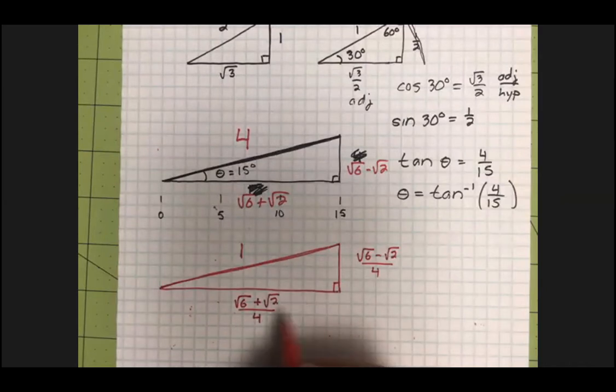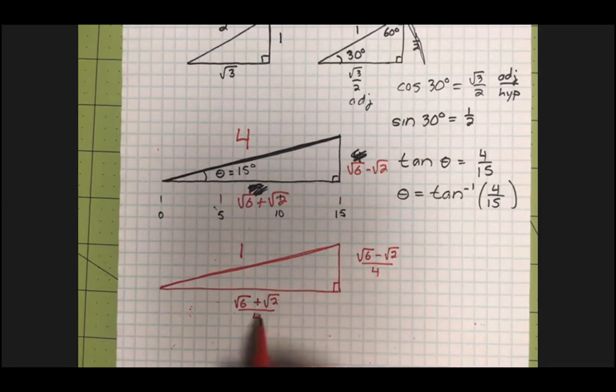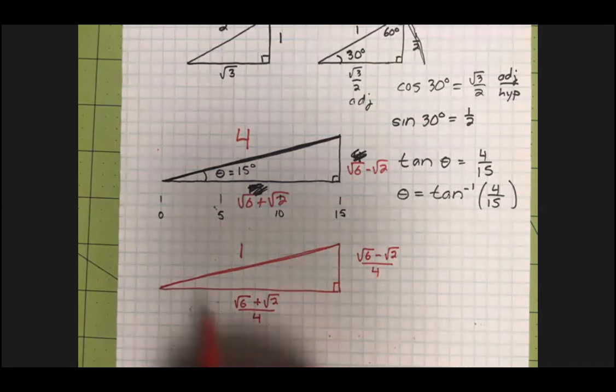Sometimes when people are remembering this triangle, they forget which one should be plus and minus. But that's not so hard. You want the long side to be more than the short side. So the short side is going to be the minus version. Long side is going to be the plus version.